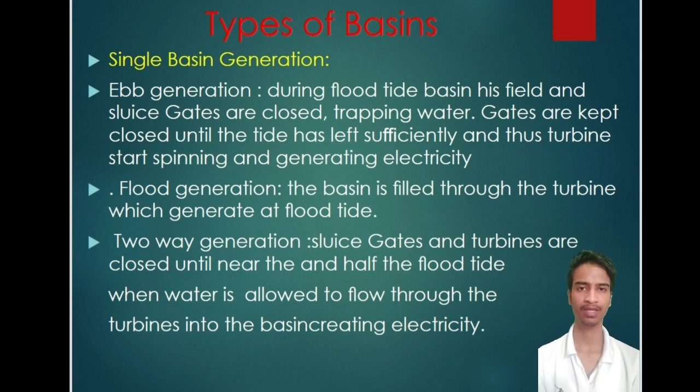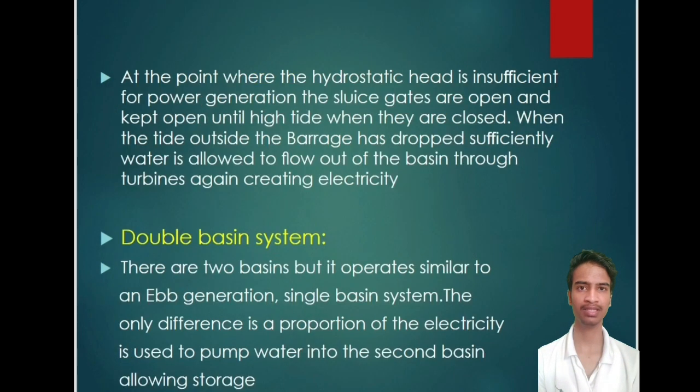Two-way generation. In a two-way generation, the sluice gates and turbines are kept closed until half of the tide, and when the water is allowed to flow through the turbines, it results in the generation of electricity. But when the hydrostatic head is insufficient for power generation, the gates are kept open until the high tide, and when the water is allowed to flow out of the basin through the turbines, it again results in generation of electricity.